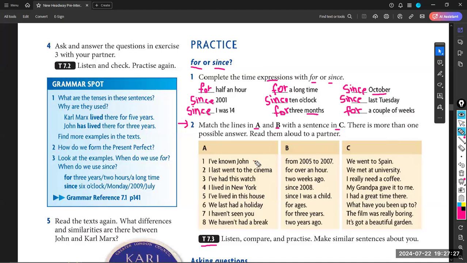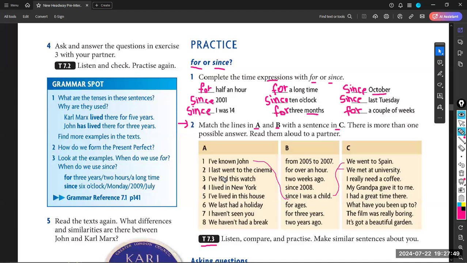Let me say that since I was a child. Now, how can I complete the matching with C? We went to Spain. We met at university. Okay, let me write we met at university. We have to listen to the recording when we finish to check if you have made mistakes or maybe not.